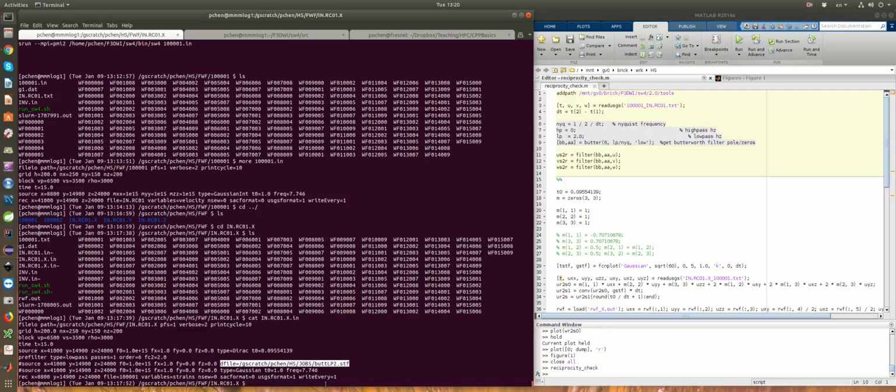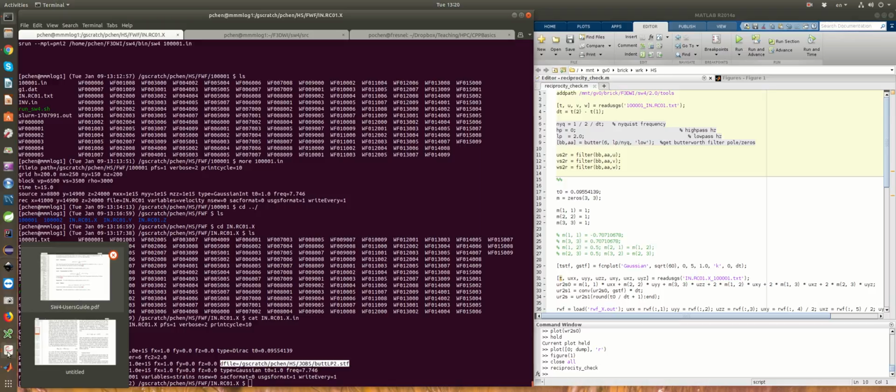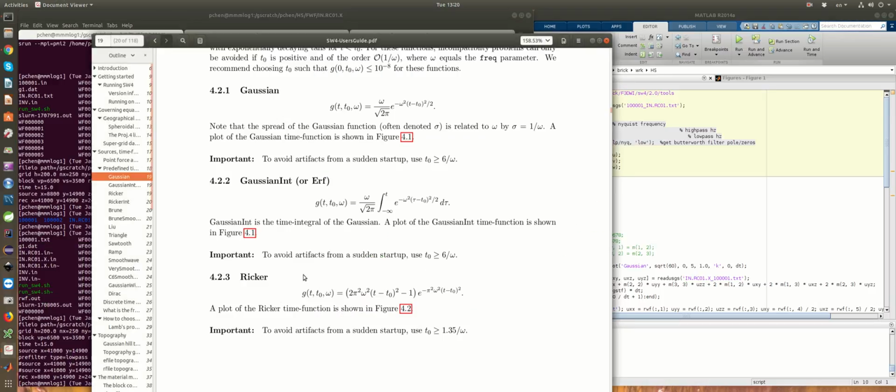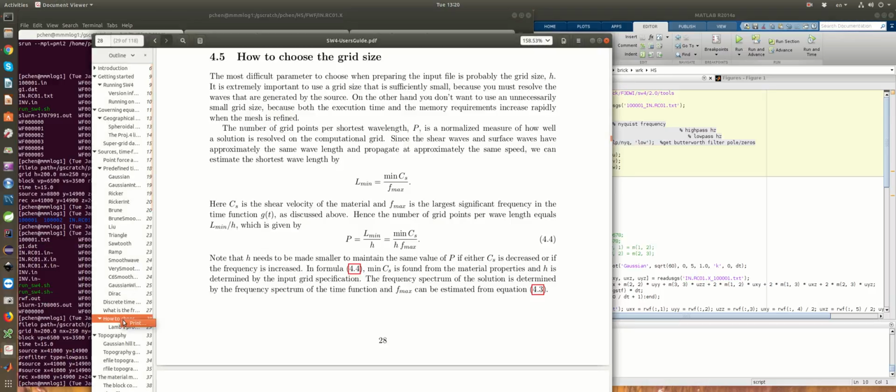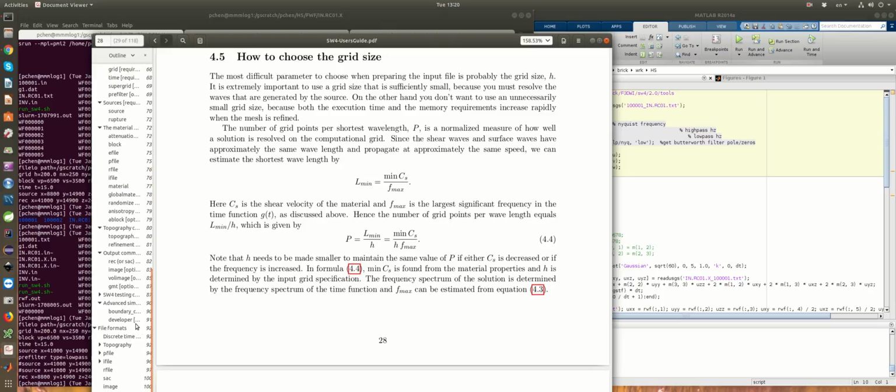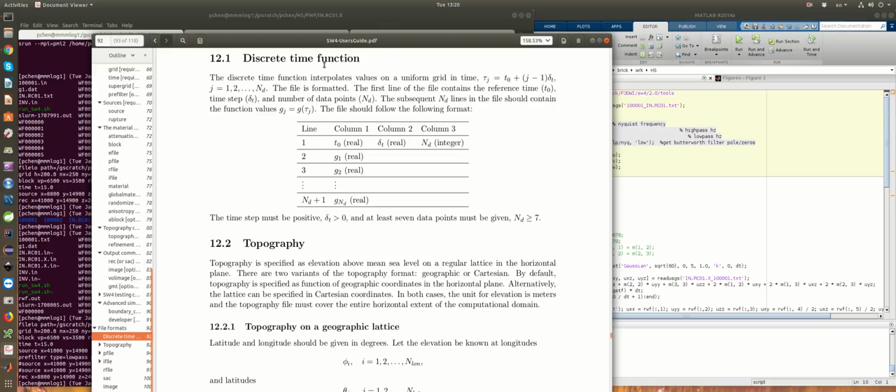because SW4 does provide this kind of capability. It's called a D file, and the D file has to be in a certain kind of format. The format of this file is quite straightforward. It's not really that difficult. So, discrete time function.